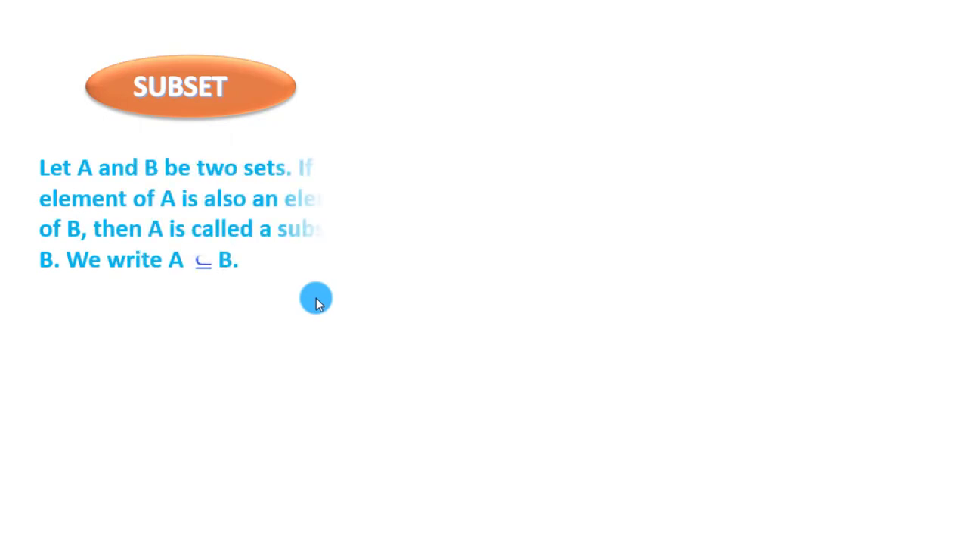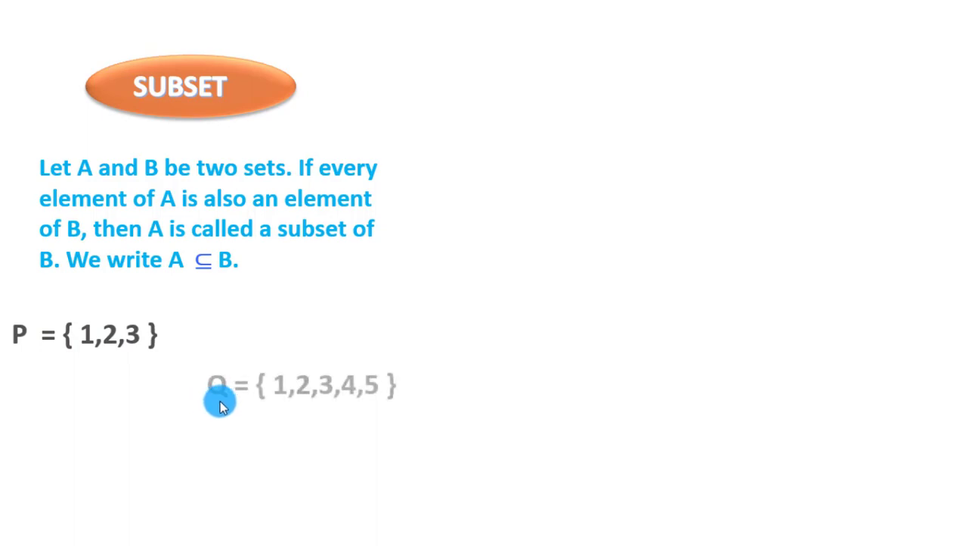Subset. Let A and B be two sets. If every element of A is also an element of B, then A is called a subset of B. Usually we write A is a subset of B. Let us take an example. Let P equal 1, 2, 3. Let Q equal 1, 2, 3, 4, 5. Every element of P is present in Q. So we say P is a subset of Q.